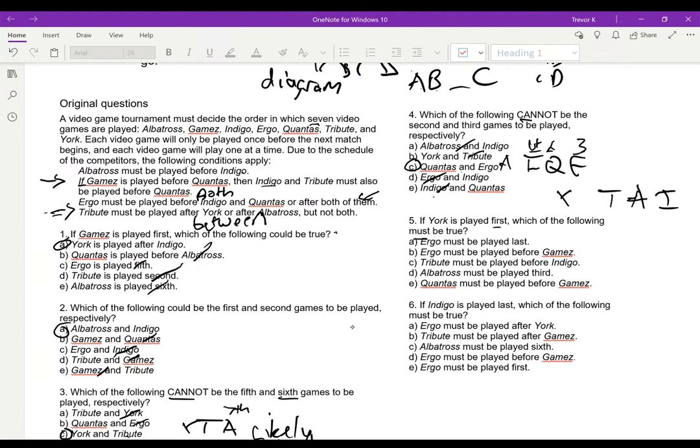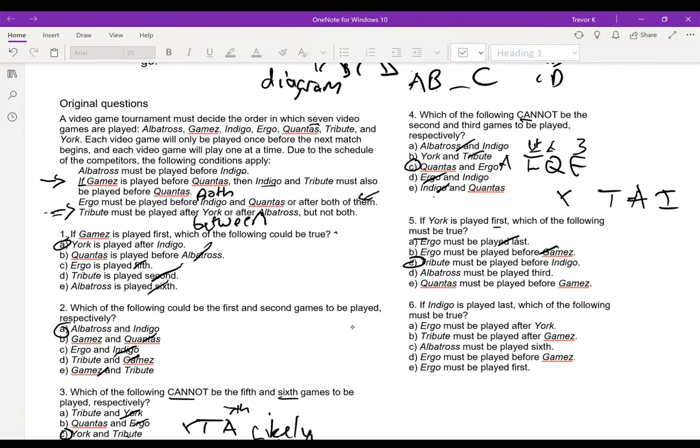Ergo must be played last? No, not necessarily. There's actually no real rule on Ergo, right? It's just either before or after Indigo and Quantus. I know Indigo is going to be pushed somewhere late, but I don't know anything more than that. So no, Ergo last is not necessarily true. Again, I don't know where Ergo goes. Tribute must be played before Indigo? Yes, that's what we already deduced.